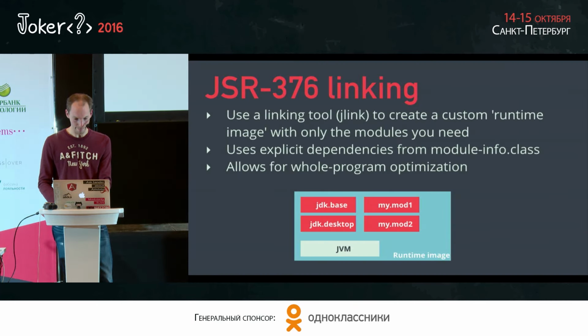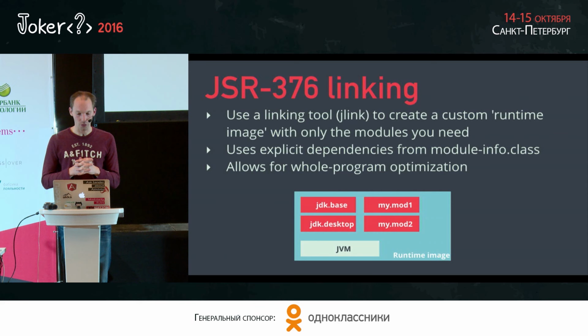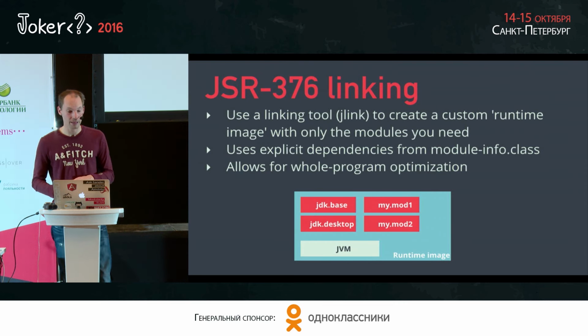So let's go back here, because we still have some exciting features left. And one of those is linking. Linking is something that's optional when you use a module system, but it's a very cool feature. At least I think it's a cool feature. And linking means that you can use all this explicit information that's in your module descriptors, because we're explicit both about what other application modules we use, but also about which modules of the Java platform we use.